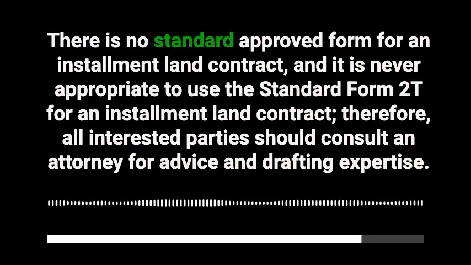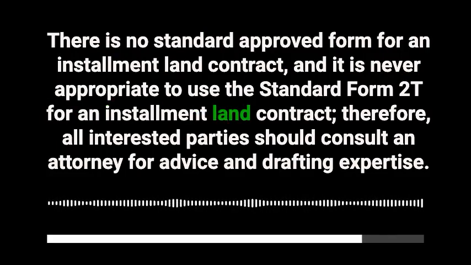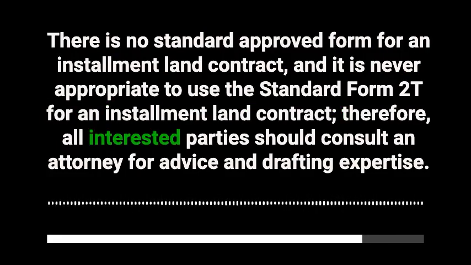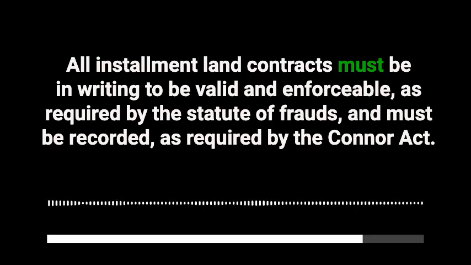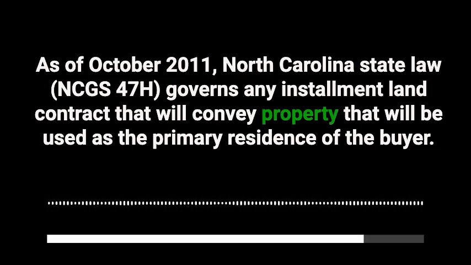There is no standard approved form for an installment land contract, and it is never appropriate to use the standard Form 2T for an installment land contract. Therefore, all interested parties should consult an attorney for advice and drafting expertise. All installment land contracts must be in writing to be valid and enforceable, as required by the Statute of Frauds, and must be recorded, as required by the Connor Act. As of October 2011, North Carolina state law governs any installment land contract that will convey property that will be used as the primary residence of the buyer.